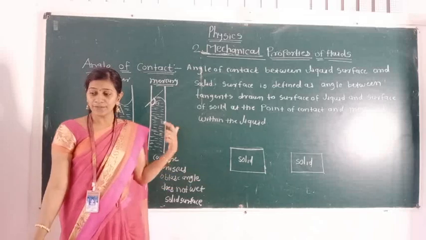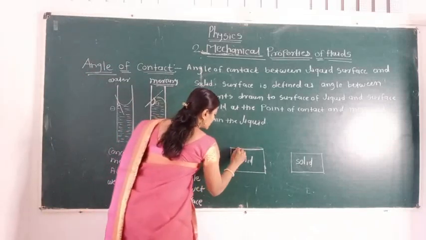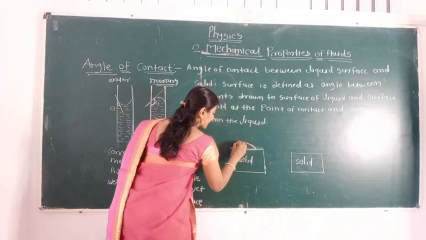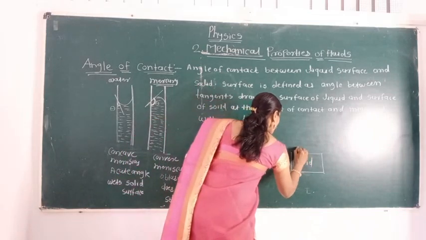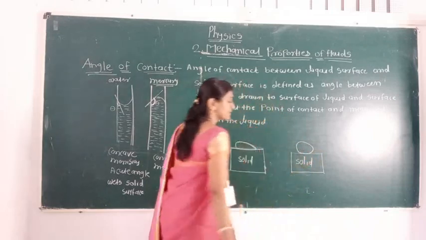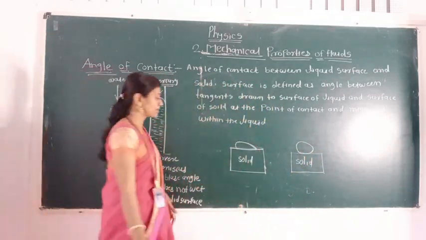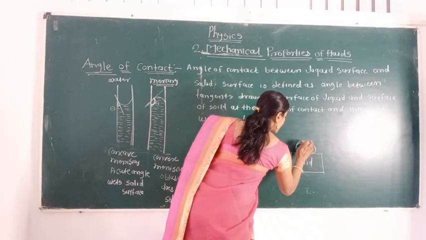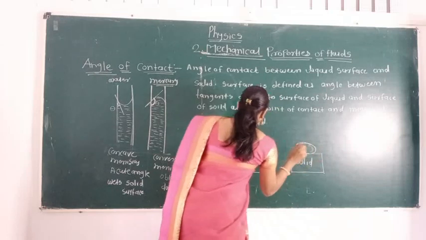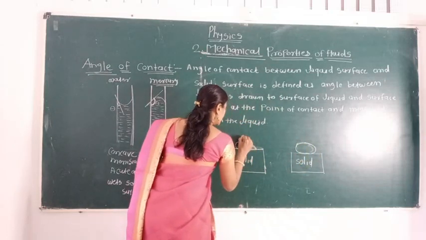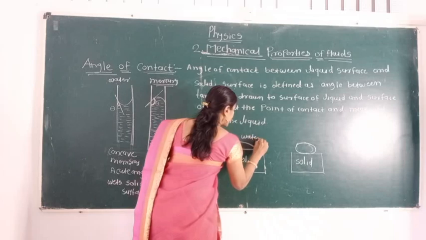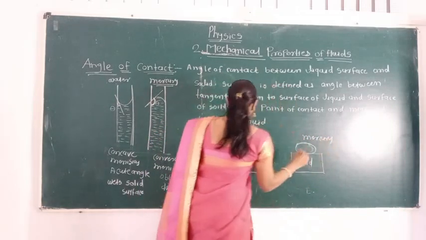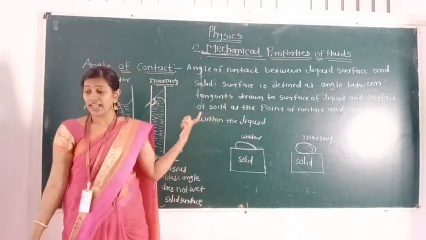We can see that in the diagram here. Suppose a liquid water drop is there, and suppose a mercury drop is there. In this case we know how the mercury drop is present there. Here the water drop is present there. It is mercury. Here we can get the angle of contact.